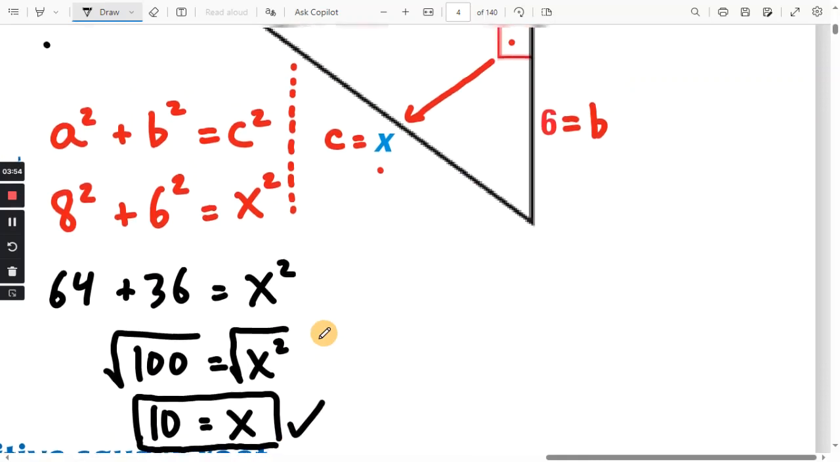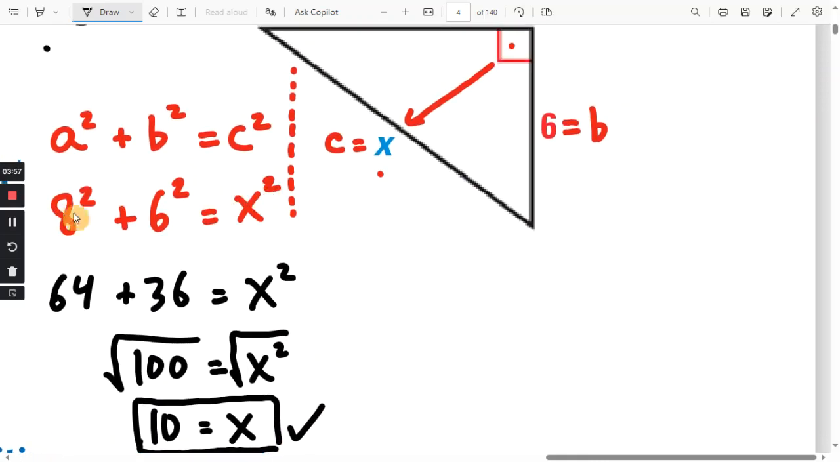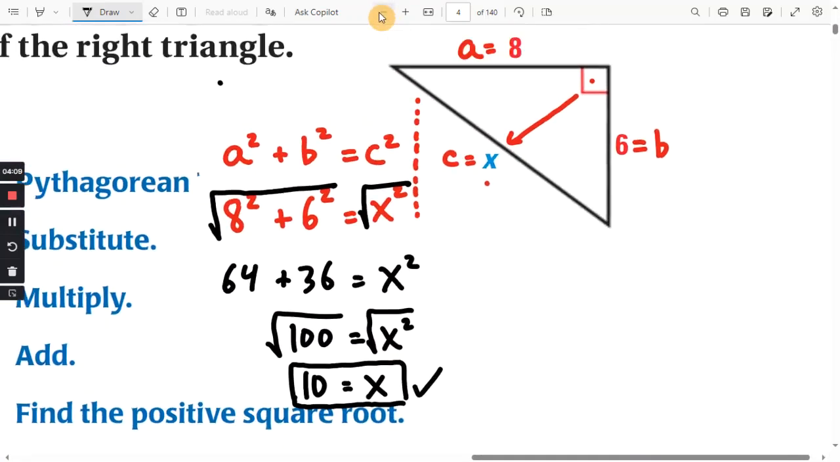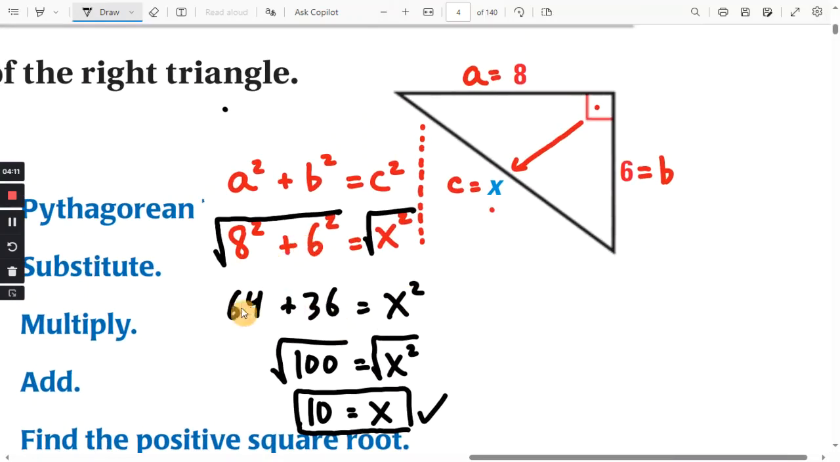Now the shortcut, you can work on the square root on both sides right here. If you do the square root of x squared, you would just get x. And if you did the square root of this right here, you would just get 10. Okay, so you don't necessarily have to multiply and square it and add it up if you don't want to. You can do it the quick way if you like.